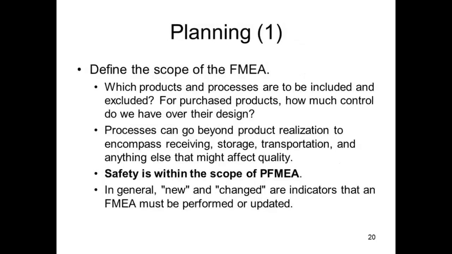Planning: define the scope of the FMEA, which products and processes are to be included and excluded, and how much control we have over the design of external products. Processes can go beyond product realization, which is the traditional focus of FMEA, to encompass receiving, storage, transportation, and anything else that might affect quality.